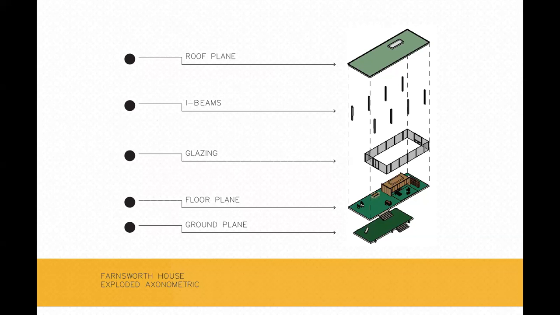Hello, everyone. For assignment number 7, you're going to be creating an exploded axonometric diagram of the Farnsworth house. Here you can see an example from a previous semester where you're going to be pulling apart the Farnsworth house to highlight various structural elements of this project. We're going to highlight our roof plane, the I-beams, glazing, floor plane, and ground plane.